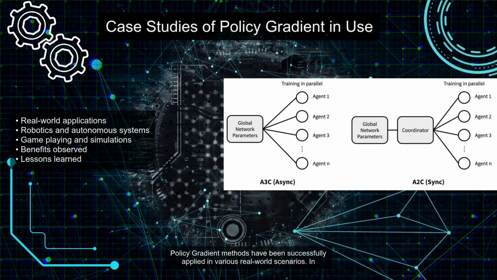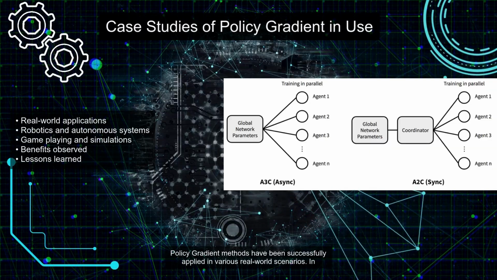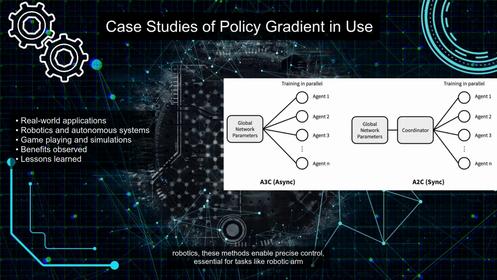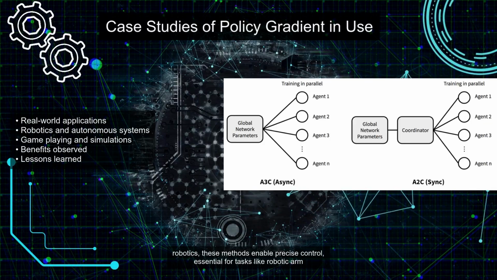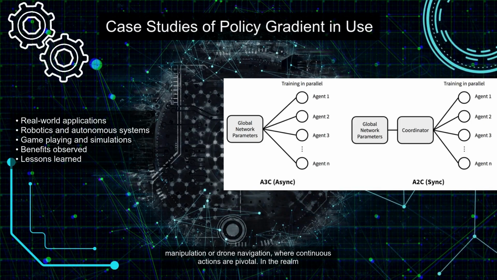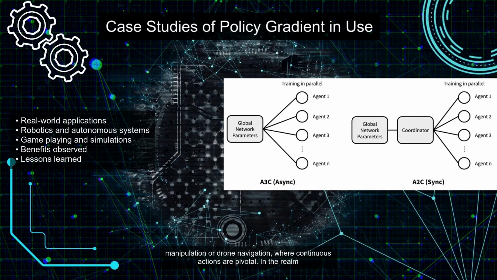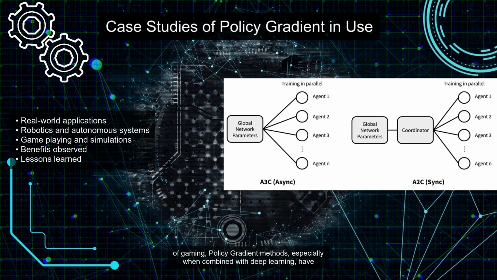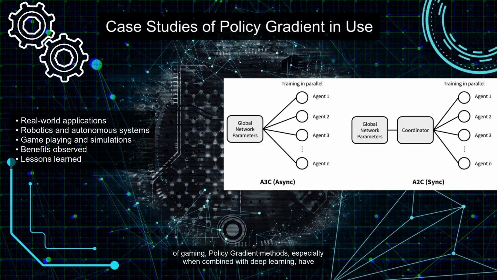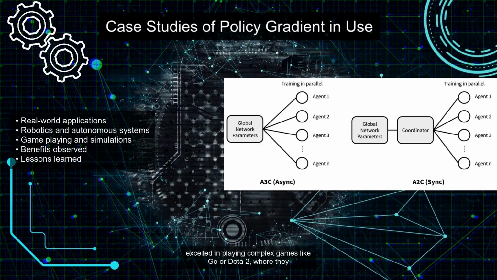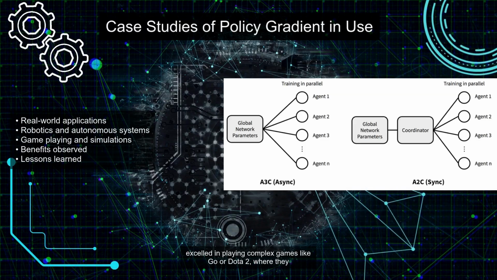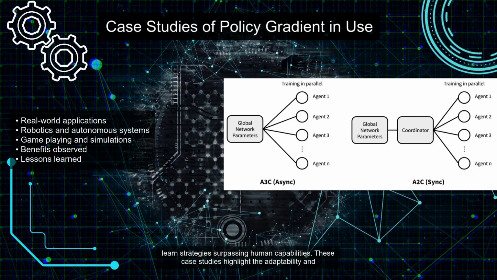Policy gradient methods have been successfully applied in various real-world scenarios. In robotics, these methods enable precise control, essential for tasks like robotic arm manipulation or drone navigation, where continuous actions are pivotal. In the realm of gaming, policy gradient methods, especially when combined with deep learning, have excelled in playing complex games like Go or Dota 2, where they learn strategies surpassing human capabilities.